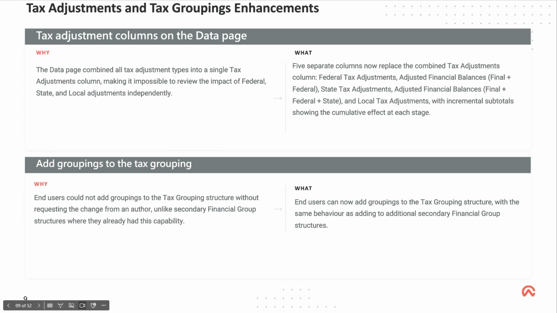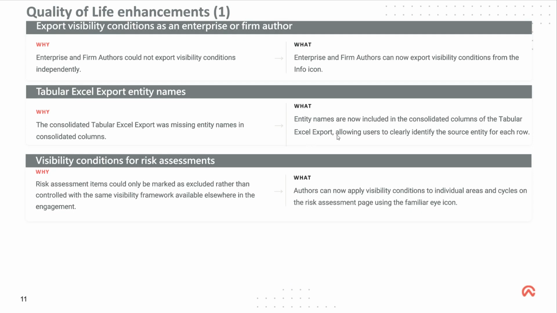Okay, moving on, we've got some quality of life enhancements coming through. So we've got three quality of life enhancements that we want to flag and raise during this call. The first one is the ability for enterprise and firm authors to export the visibility conditions.